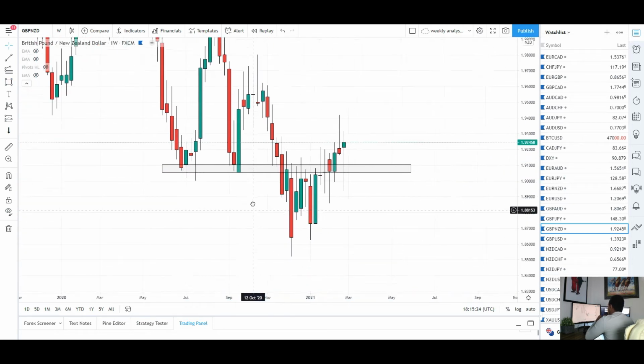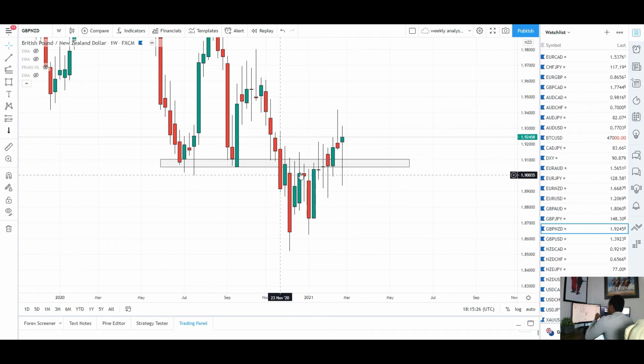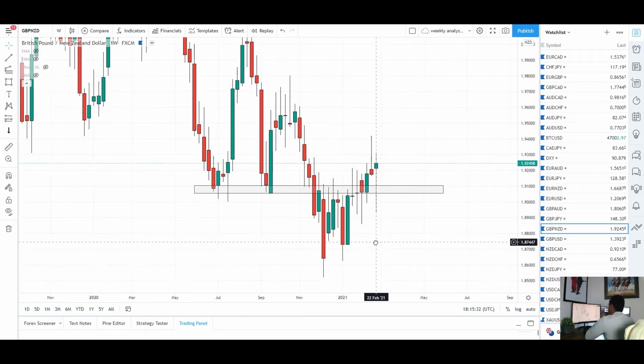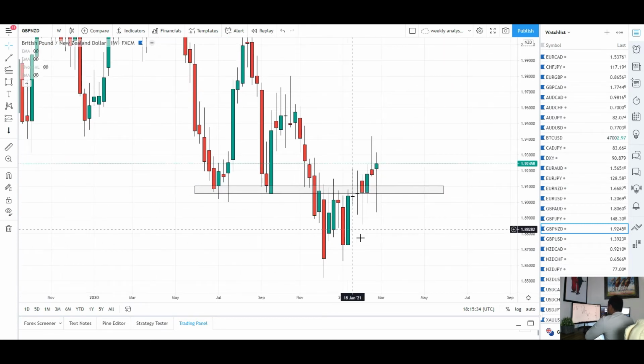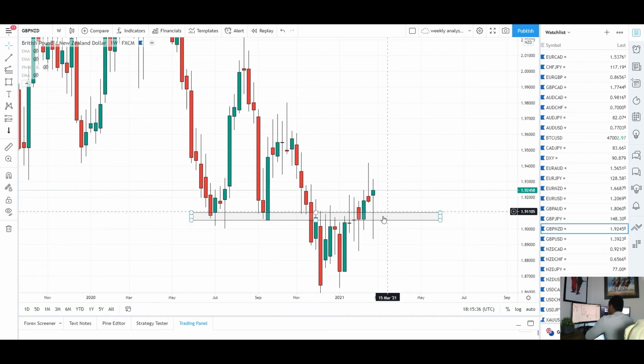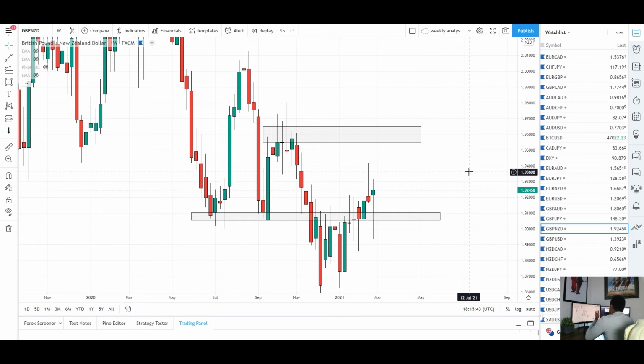So support, broke below, was acting as resistance, bit of consolidation, broke to the upside, wick to the downside this week, trying to break back below again, but failing to do so. So it looks like price is holding above that support. This move here was just a false breakout, and I do expect to see from a weekly point of view, price to come and test that resistance all the way up there, which is around 1.96.